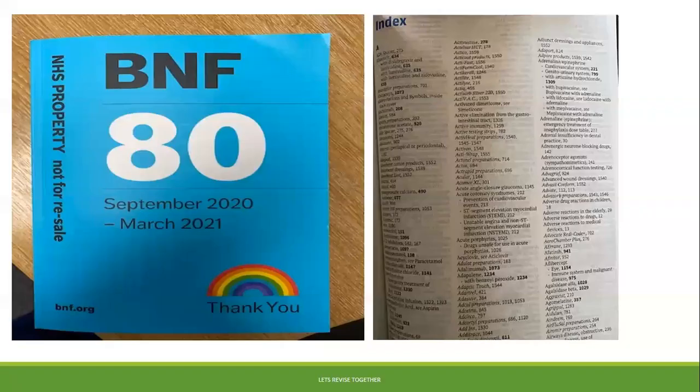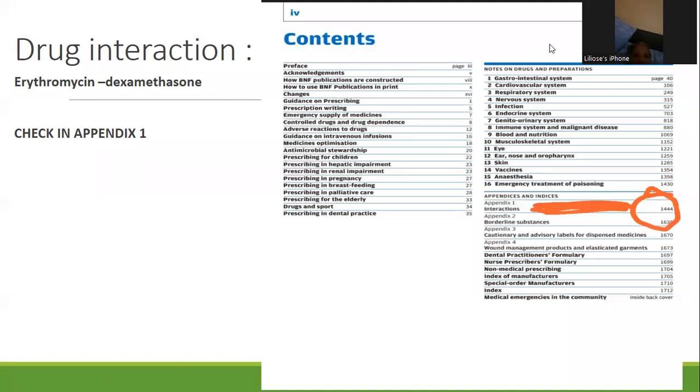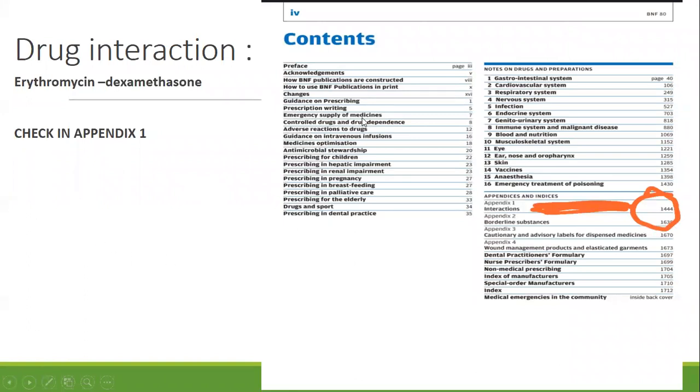So this is BNF, and there is a proper way to read it. I know in PDF form it looks a little bit difficult, but in the actual book it's straightforward. So this is the first page of BNF, and you can see Appendix 1, Interactions, here. This is for the interaction part. For example, if you want to know the interaction for dexamethasone or erythromycin, you can open the interaction part and look for either of these drugs, and then you can see if they are interacting or not.